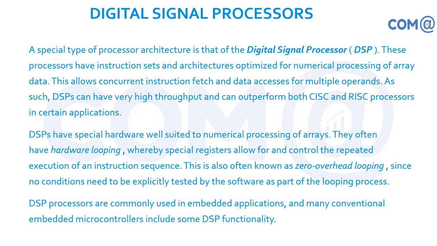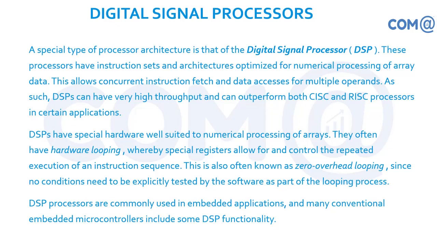DSPs have special hardware well suited to numerical processing of arrays. They often have hardware looping, where special registers allow for and control the repeated execution of the instruction set. So it is called hardware looping because the loop is getting formed within the hardware. This is also known as zero overhead looping. It is called zero overhead looping since no conditions need to be explicitly tested by the software as part of the looping process.